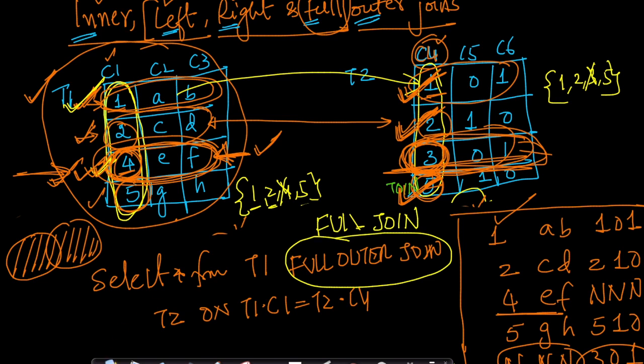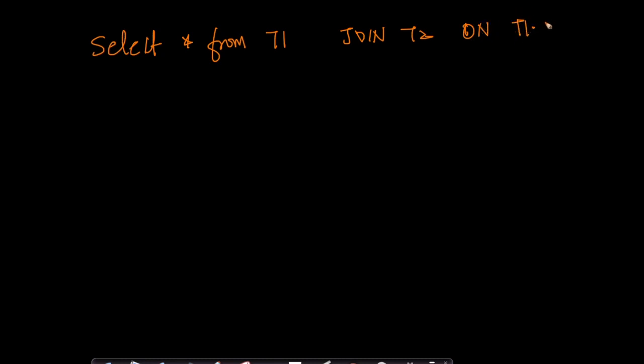So one other important detail that I wanted to tell you, right? So initially, if you remember, we wrote select star from T1 join T2 on T1.C1 equals T2.C4. This was what we wrote earlier, right?